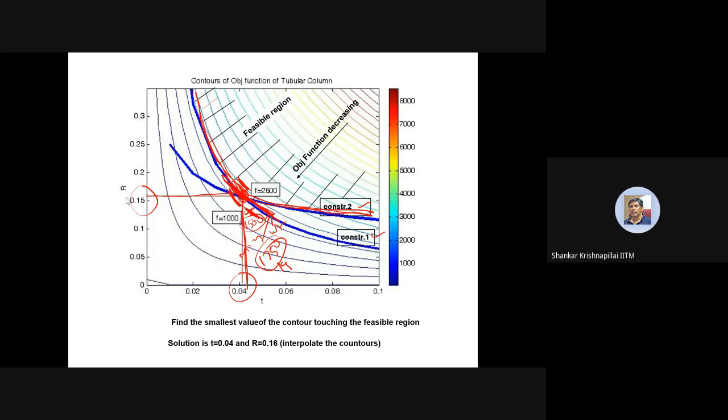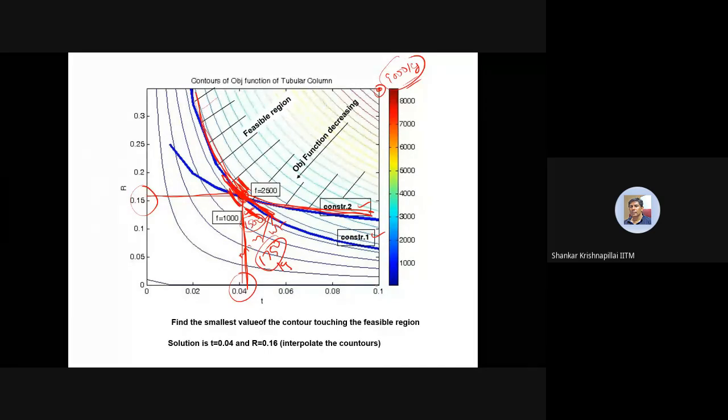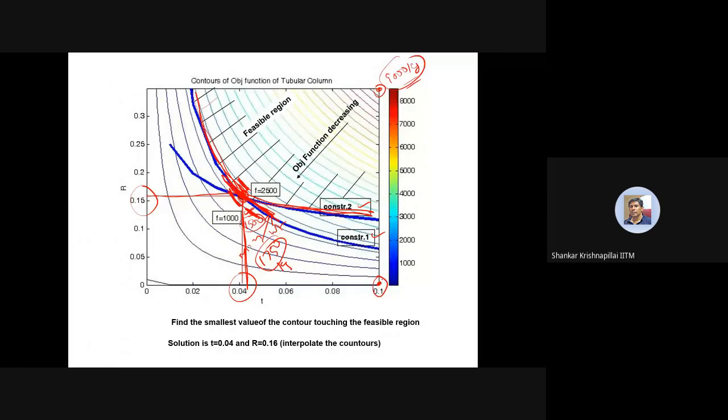What is the maximum weight? The maximum weight is somewhere here, 9000 kg, and it is well inside the feasible region. So the beam will not break under the 9000 kg load; the beam will survive. Suppose you are asked to maximize the weight of this beam, then the answer is 9000 kg, and the value of T is 0.01 and the value of R is 0.35. So this is maximum, this is minimum.